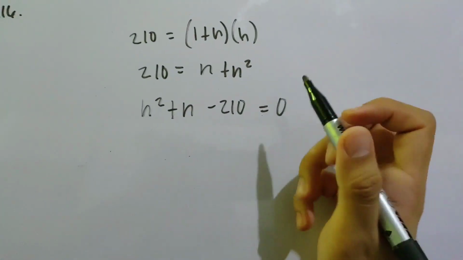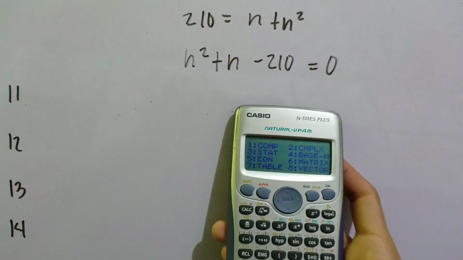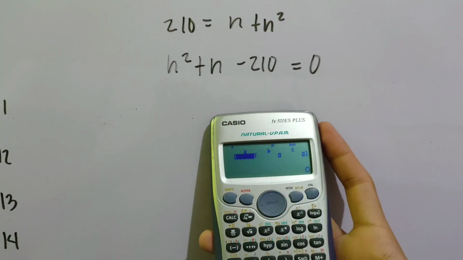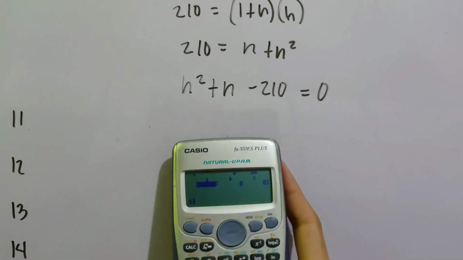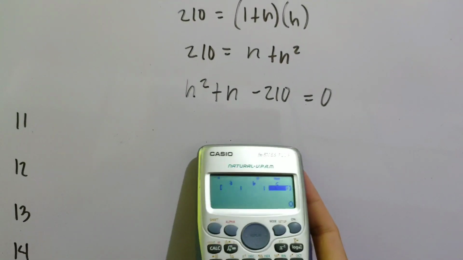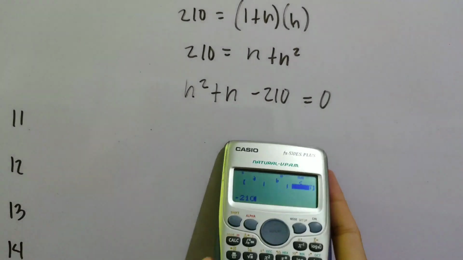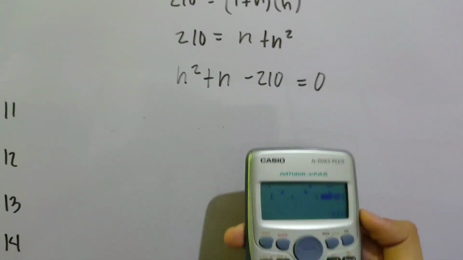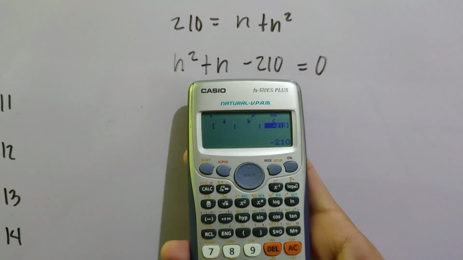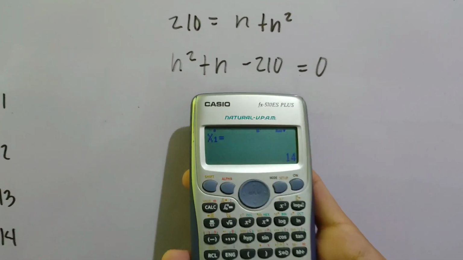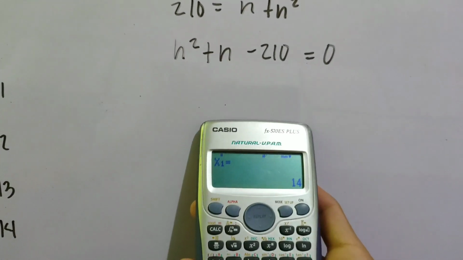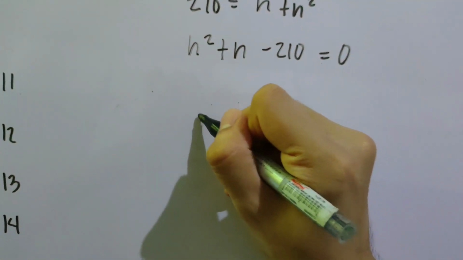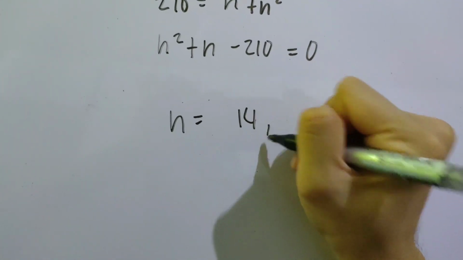So, i-solve natin to gamit yung calculator natin. So, pindutin mo yung mode 5,3. Yun yung quadratic equation function natin. So, yung letter A natin, ito, 1. Yung letter B, 1 din. At yung C natin, negative 210. So, yung A, B, C, yun na yung mga coefficients natin. Tapos, ipindot mo lang yung equals. So, meron tayong dalawang values ng n. Dito, meron tayong 14 at negative 15. So, yung n natin is equal to 14 and negative 15.